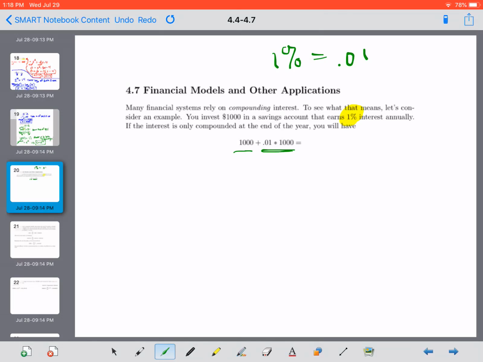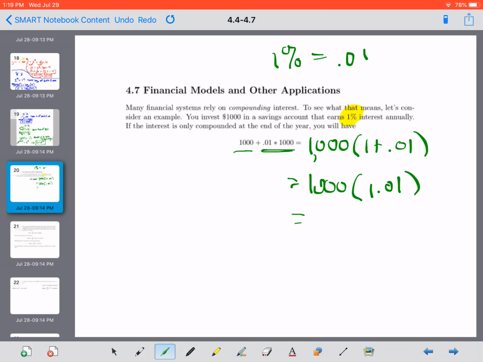Since we have 1,000 in both of these, it makes more sense to factor that 1,000 out in front and rewrite it as 1 plus 0.01. So it's $1,000 times 1 plus 0.01, or $1,000 times 1.01. All right, and in the end, what you end up making there is, well, this part here, your interest ends up being $10. So in the end, you get $1,010.